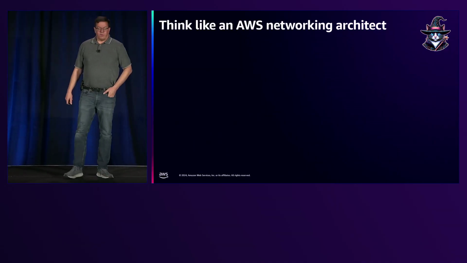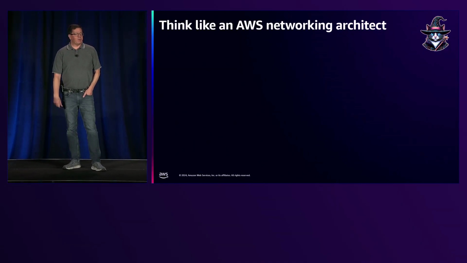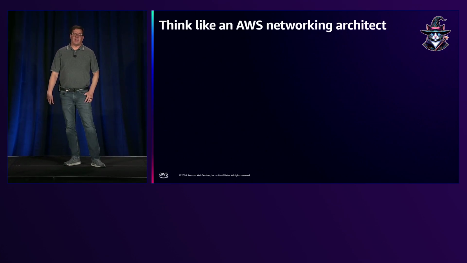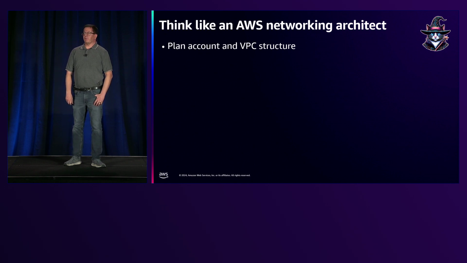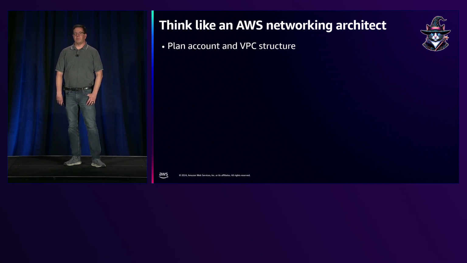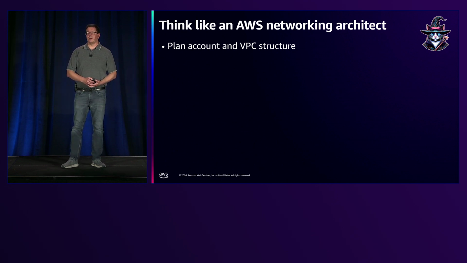So let's summarize what we've all talked about and how to think like an AWS networking architect. First off, planning is important. Planning your account structure, your VPC structure, making sure that those are sized appropriately for not only what you need today, but what you're going to need in the future. We heard about ARM's journey, how they had to rethink things, even in just the 2 years between the V4 and the V6. Be ready for that.